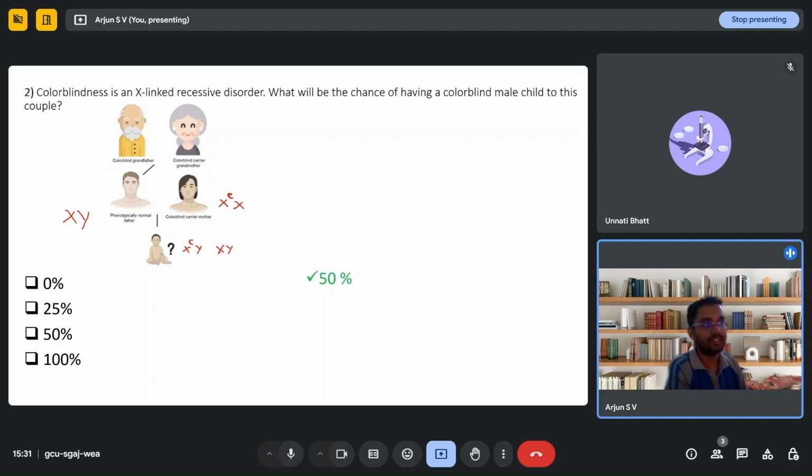In the case of a male child, the X chromosome from the father will not be involved. So we only have to consider the Y crossing with XC and X, which will give rise to either XCY, a colorblind male, or XY, a normal male. There are only two options here, colorblind male and normal male. So the chance of having a colorblind male is 1 by 2, which is 50%.